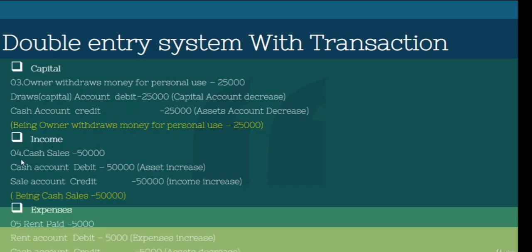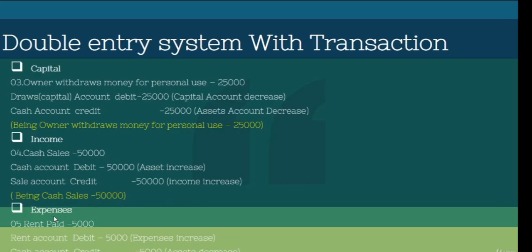And then income, cash sale 50,000. What will happen? Cash increases and sales increase. Sales are relevant to income, so income increases, and cash is relevant to assets, so assets increase. So cash account debit 50,000, and since income increases, sales account credit 50,000. Income increase is a credit. The narration is cash sale 50,000.